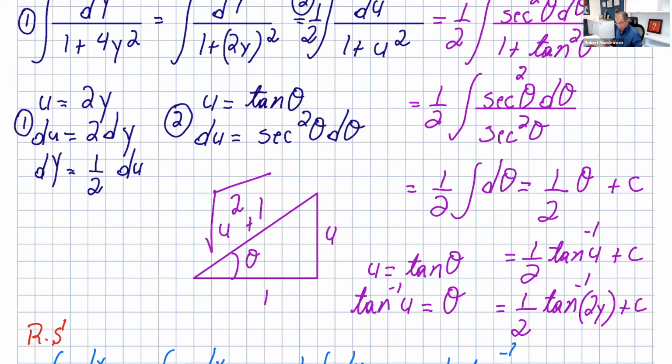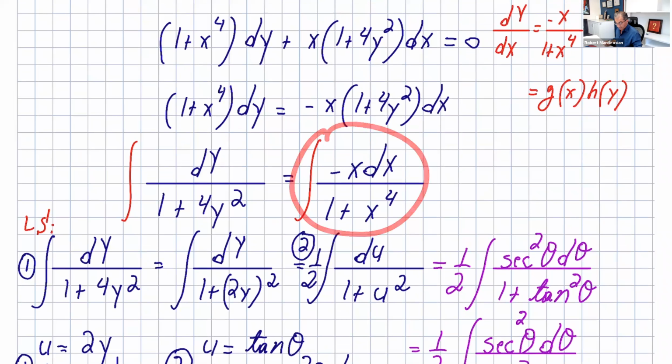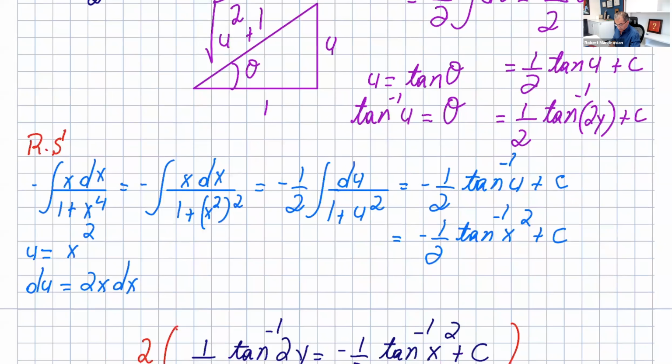We won't use it when we solve the differential equation, but let's go over the right side. The right side of this equation, that's what we have. So negative x dx over 1 plus x to the fourth power, you can write that as negative 1/2 times x dx over 1 plus x squared squared. Then you can say u equals x squared, du equals 2x dx. So if you substitute, you get du over 1 plus u squared. And same way, this is tangent inverse of u plus c, and we know u is x squared, so you just substitute.